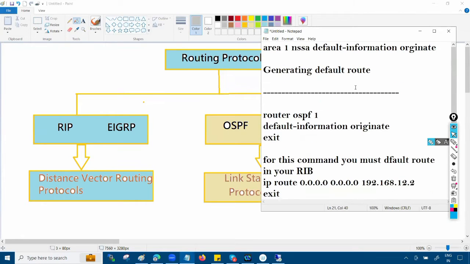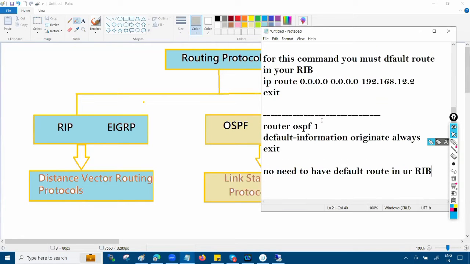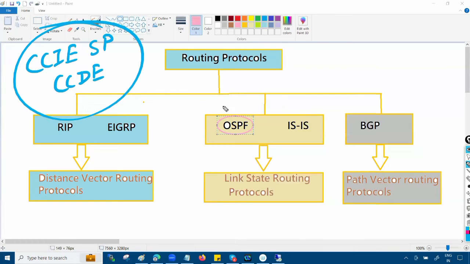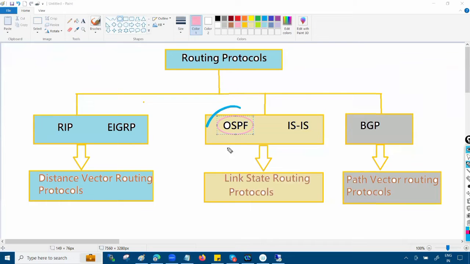So we have covered a lot of parts of the OSPF protocol, right? Now tell me one thing. You have done with this protocol, right? What is the problem that you have found in the OSPF protocol? As I already told you, this batch is not only for the CCIE SP. We are also going to cover the CCDE part, design expert. So what is the problem that you have faced in OSPF?